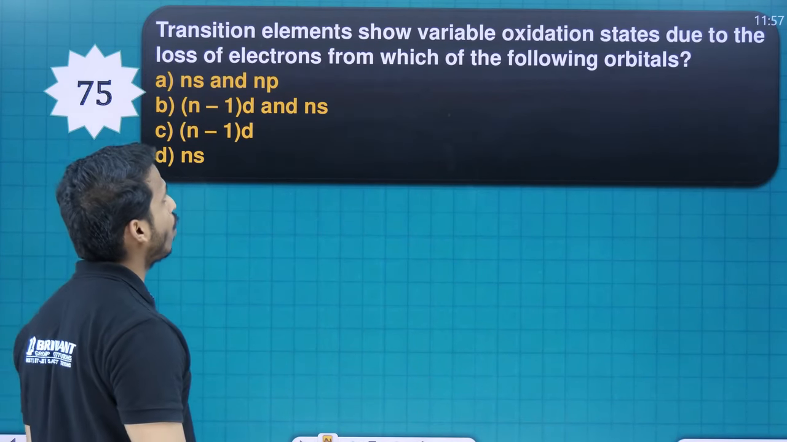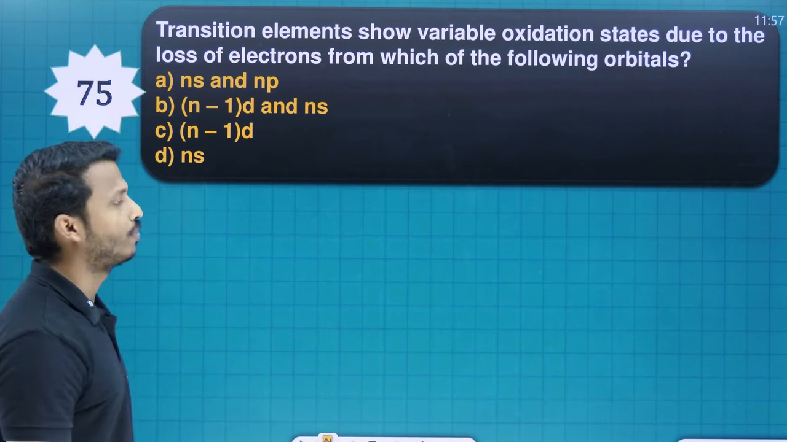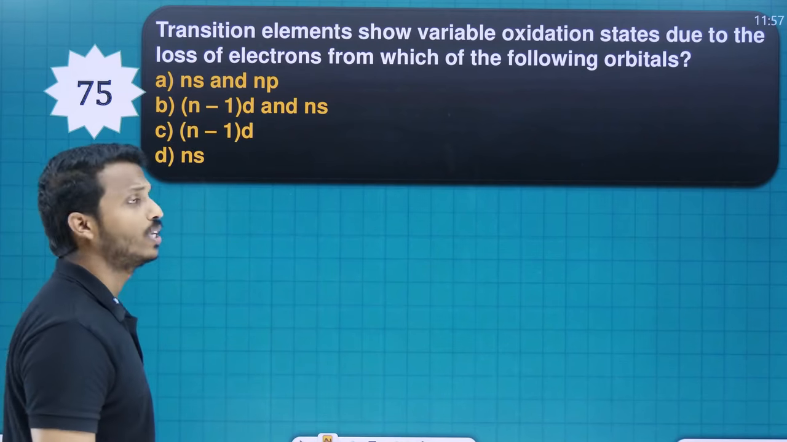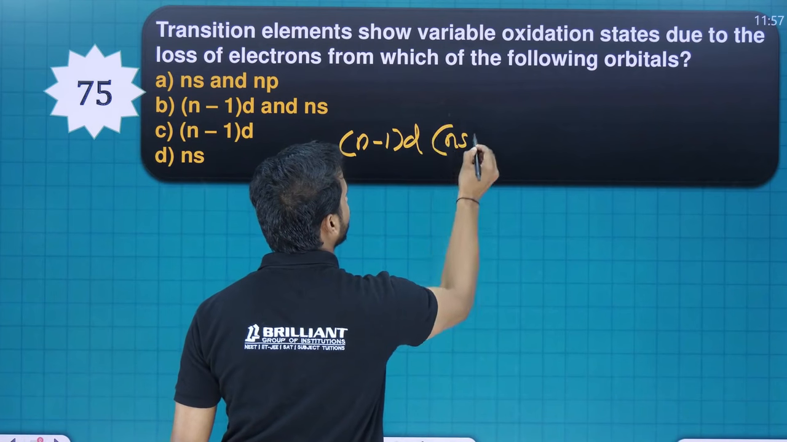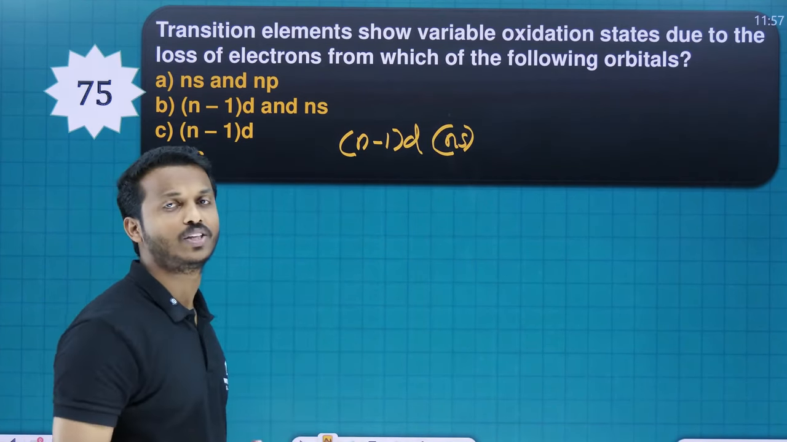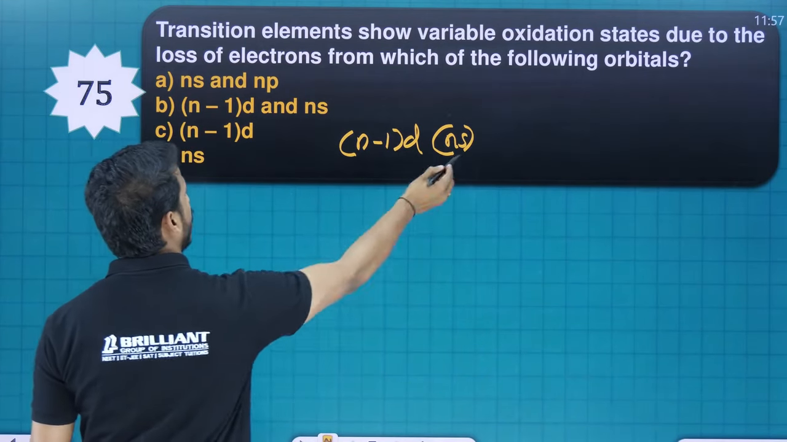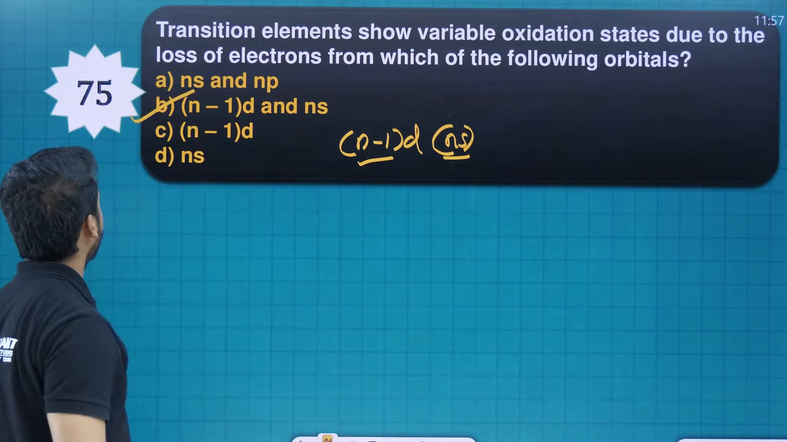Transition elements show variable oxidation state due to the loss of electrons from which orbitals? Transition elements show variable oxidation state because the (n-1)d orbital and ns orbital have almost similar energy, so those electrons can take part in bonding. So they lose electrons from ns and (n-1)d.